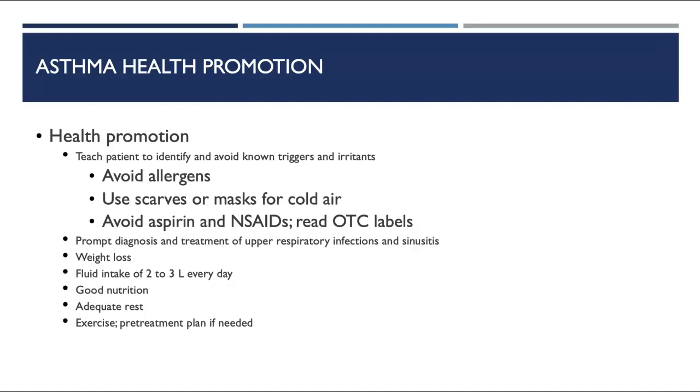They want to monitor for weight loss, and continue to have a fluid intake of 2 or 3 liters every day. And again, as we've talked about before with pneumonia, this helps to thin secretions. Want to make sure that they're getting good nutrition and adequate rest, and if they are going to be exercising, they need to have a pre-treatment plan if needed. Not all patients who have asthma have exercise-induced asthma.